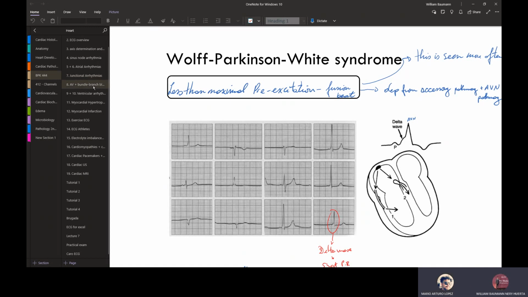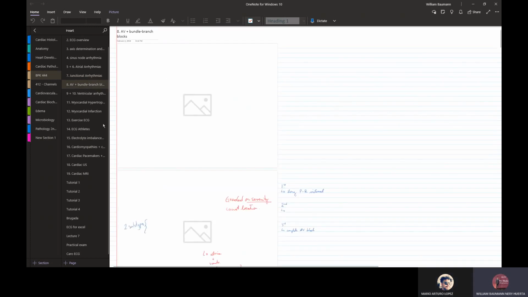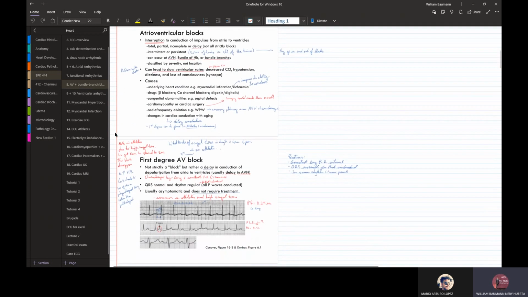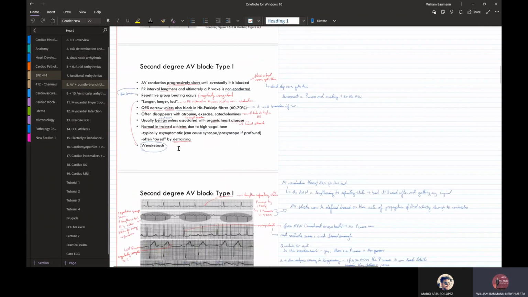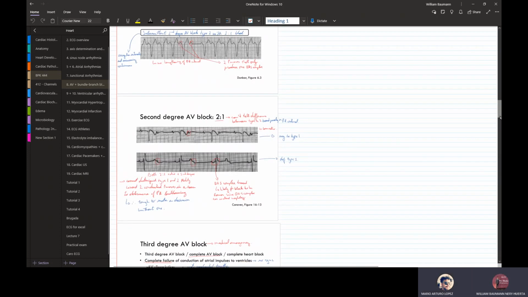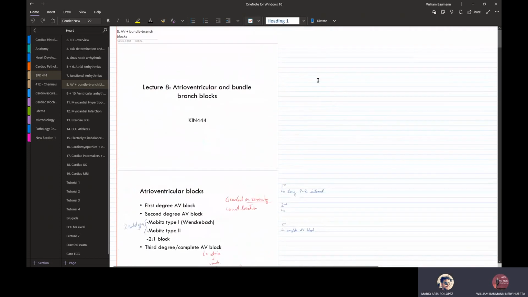And tomorrow, if we do it tomorrow, then we're going to discuss first degree AV block, second degree AV block, and third degree AV block. Those we need to know. Yes, I agree, and this is well explained. You're going to understand it, right?